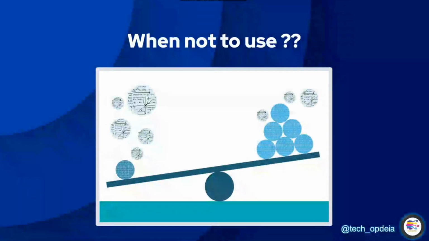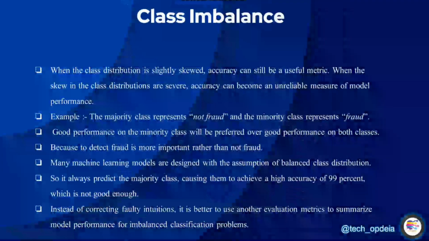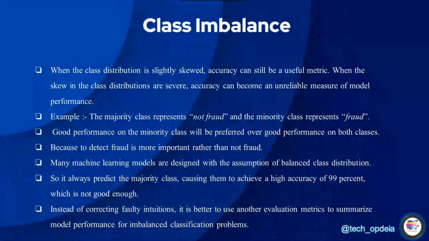When not to use accuracy as an evaluation metric? If you have a class imbalance problem, then you should not use accuracy as your metric. What is class imbalance? When the class distribution is slightly skewed, accuracy can still be a useful metric. When the skew in the class distribution is severe, accuracy can become an unreliable measure of model performance.